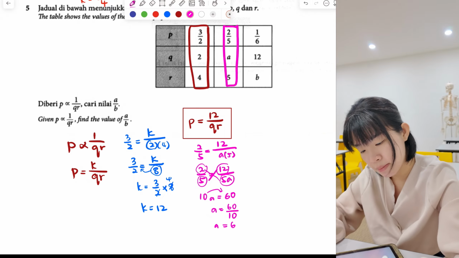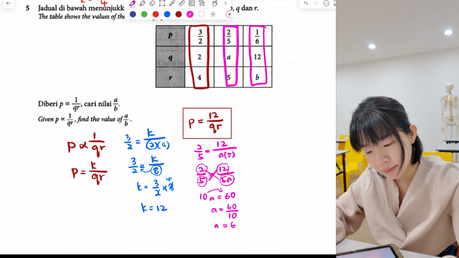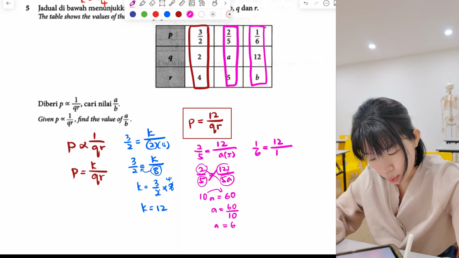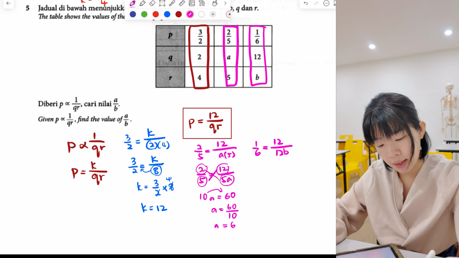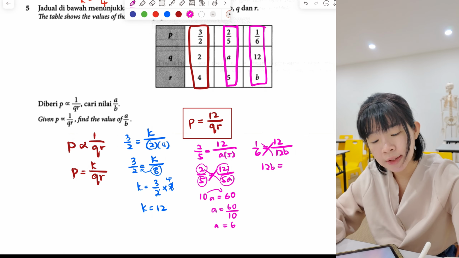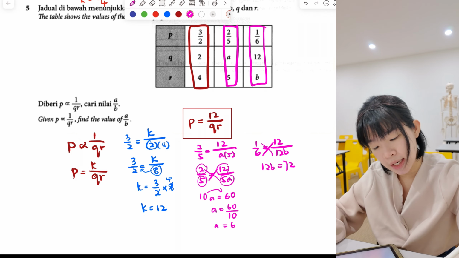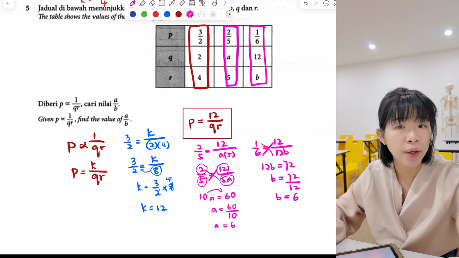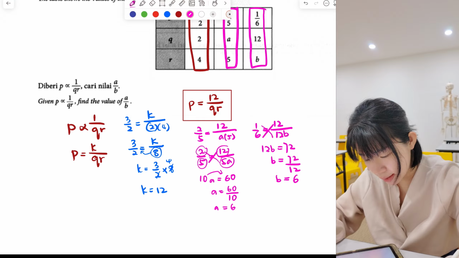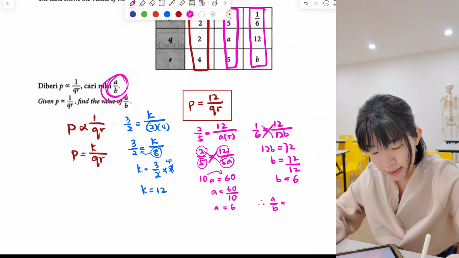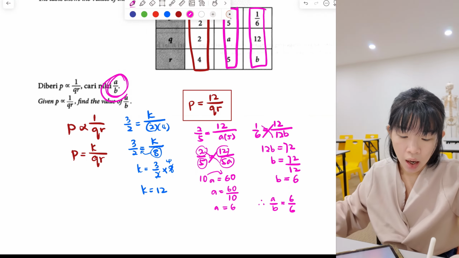Okay, now next. To find B, we're going to use the third set of information. So P is 1 over 6, 12 remain, Q is 12, then this is B. At the end, we can do cross multiplication. 12B times 1 is 12B. 6 times 12, 72. So at the end, B equals 72 divided by 12. B equals 6. Okay, B is also 6. Now at the end, what do they want? They want us to find the value of A over B. Okay, it's not done yet. So we want A over B. 6 over 6. The answer is 1.